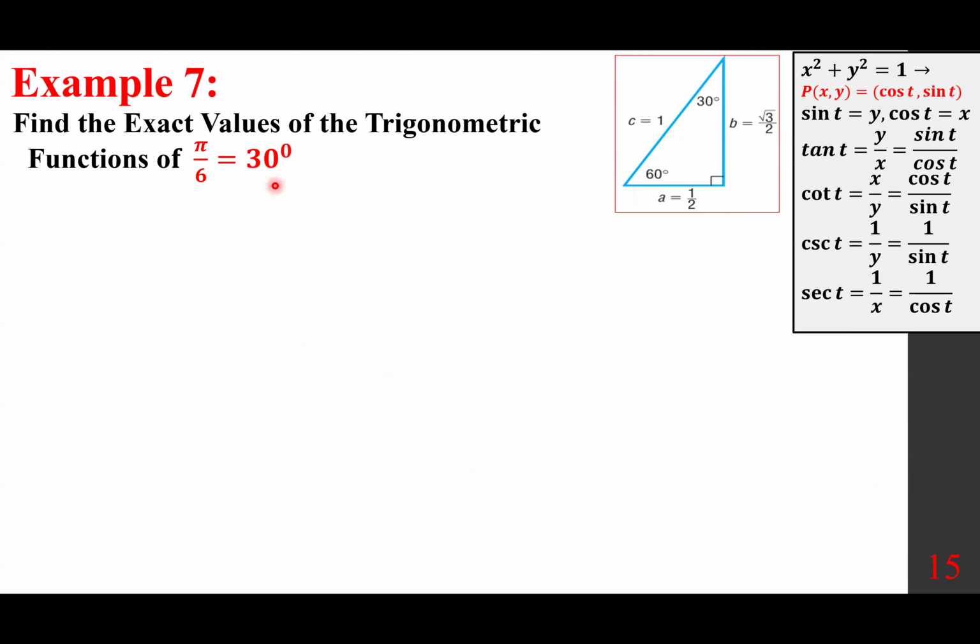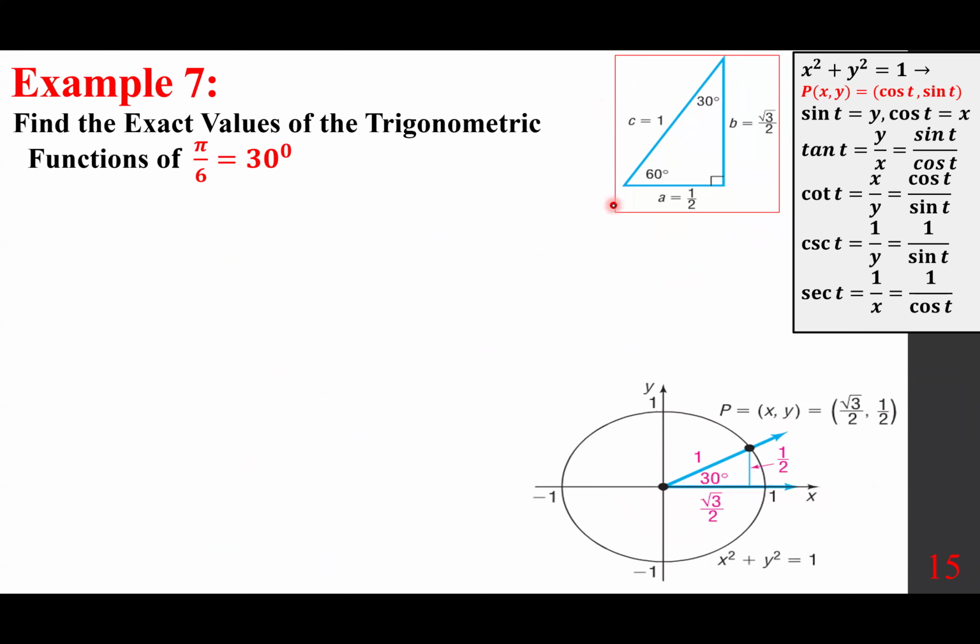What about pi over 6 or 30 degrees? We want to find the exact values of the trigonometric functions of pi over 6 or 30 degrees. We do exactly the same thing. We use this one, but this time we put it in this format, 30 degrees. Opposite the 30 degrees is 1/2. Adjacent is square root of 3 over 2.